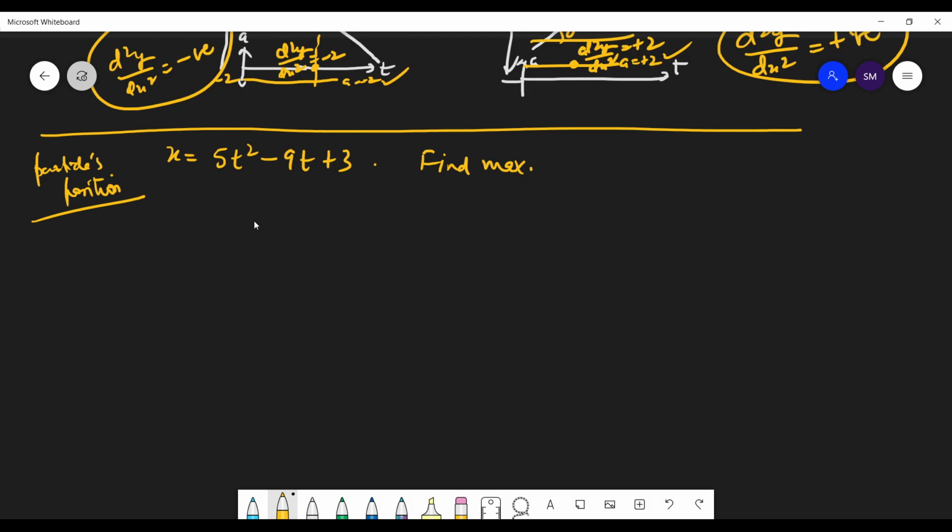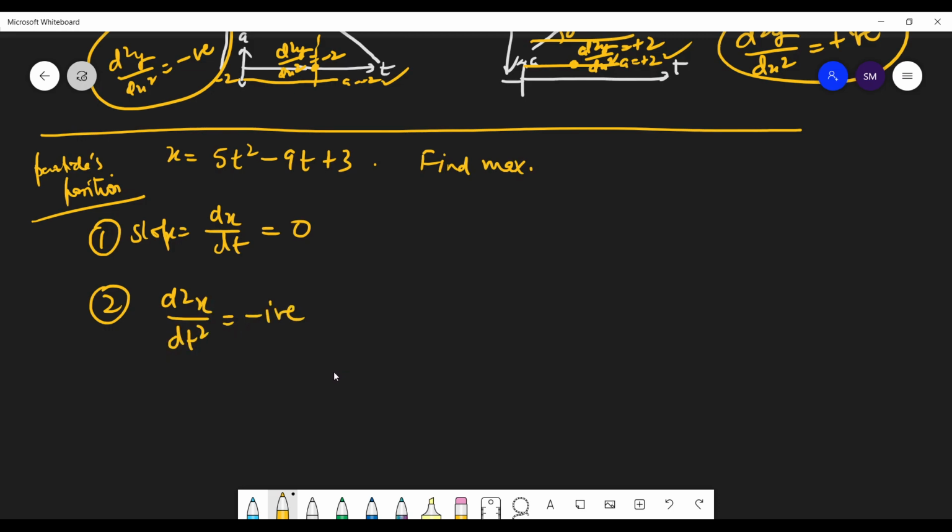So what do you do to find maxima? dx by dt, the slope will be 0 at maxima. That is the first point. What is the second thing? For it to be maxima, d square x by dt square must be negative. These are the two conditions for maxima. So the slope will be 0. What's the slope? 10t minus 9. So t equals 9 by 10.